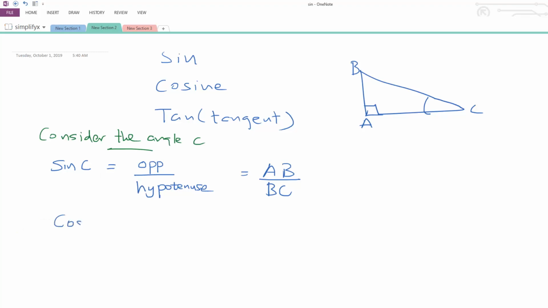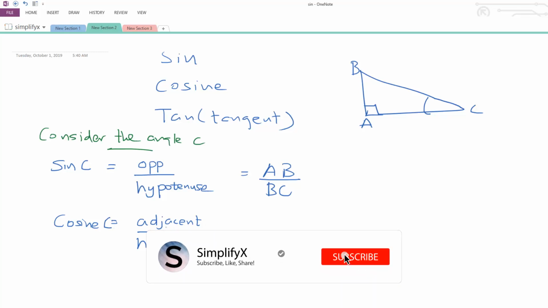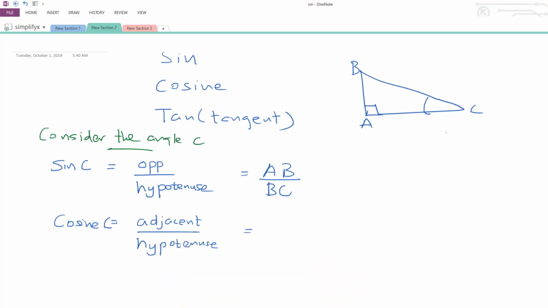Let's take the cosine. So the cosine is defined as the adjacent side divided by the hypotenuse. Sorry, I forgot to write C here. Cosine of C is equal to adjacent side divided by the hypotenuse. So the adjacent side to the angle C is AC. The hypotenuse, as we mentioned earlier, is BC.